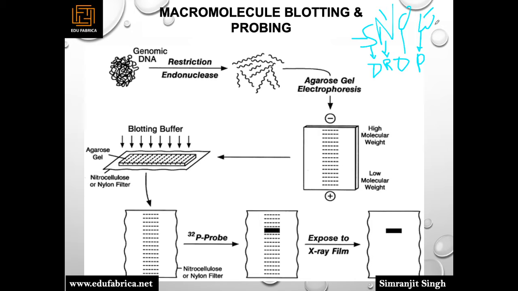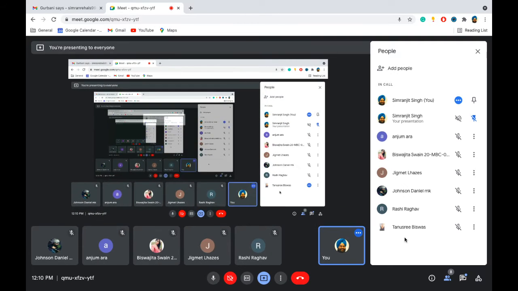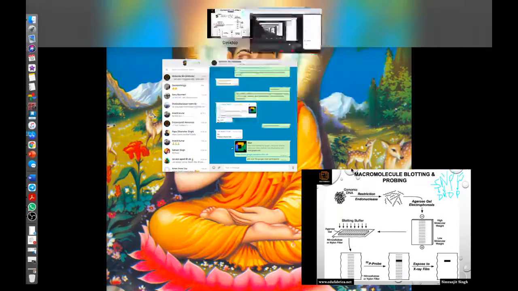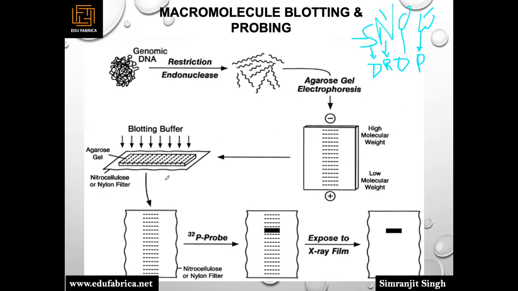So the macromolecule blotting probing techniques, this is a genomic DNA which we can digest with the help of restriction endonuclease. We make small components of our DNA, then we run over the agarose gel. And then after the separation, we transfer over the nitrocellulose membrane. Then after transferring to the nitrocellulose membrane, we probe them with the concerned radioactive phosphorus. And then if our concerned DNA is present within that sample, it will be visible. Then after exposing to X-ray film, we can see them clearly. So that's the basic principle behind your southern and northern blotting.